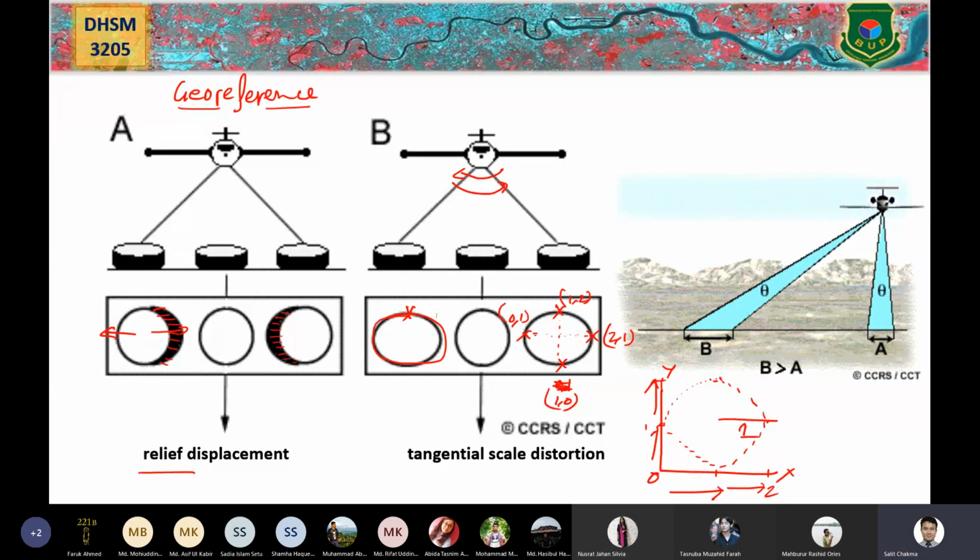Okay, a reference to what? A coordinate system. We attach a coordinate system, and by attaching it we are fixing all the distortions or geometric errors. So that's georeferencing. So any question?